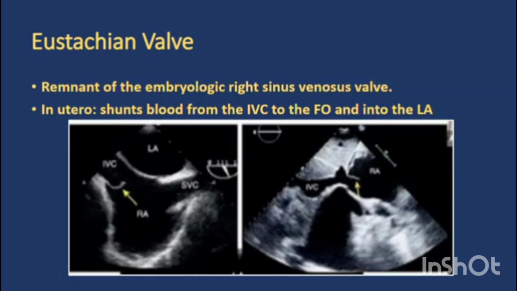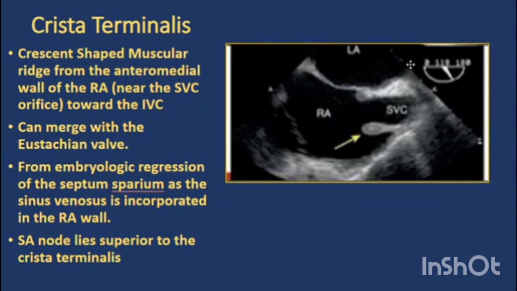This is in opposition to the crista terminalis, which is this thick little spoon-like structure that sits next to the SVC. It is a crescent-shaped muscular ridge that comes from the anteromedial wall of the right atrium. It occurs near the SVC orifice, and it can sometimes extend to the IVC. Occasionally, it can even merge with the eustachian valve, looking like one big old structure. Embryologically speaking, it comes from the regression of the septum spurium. Don't worry if you don't know what that means. I'll have a slide about that a little bit later.